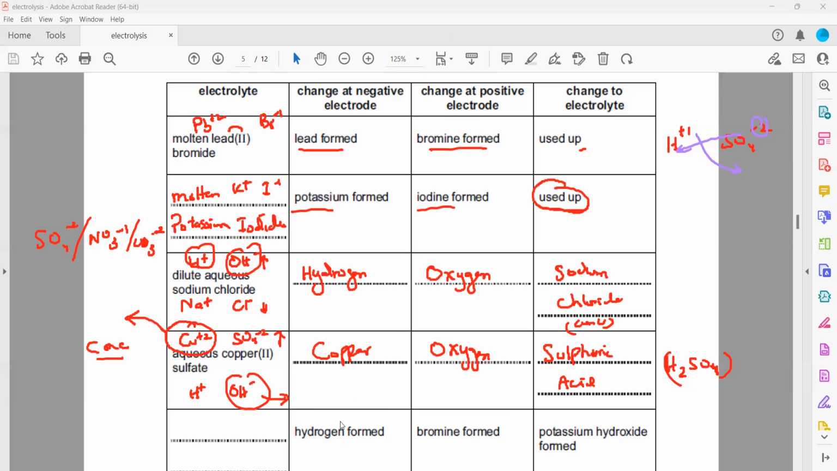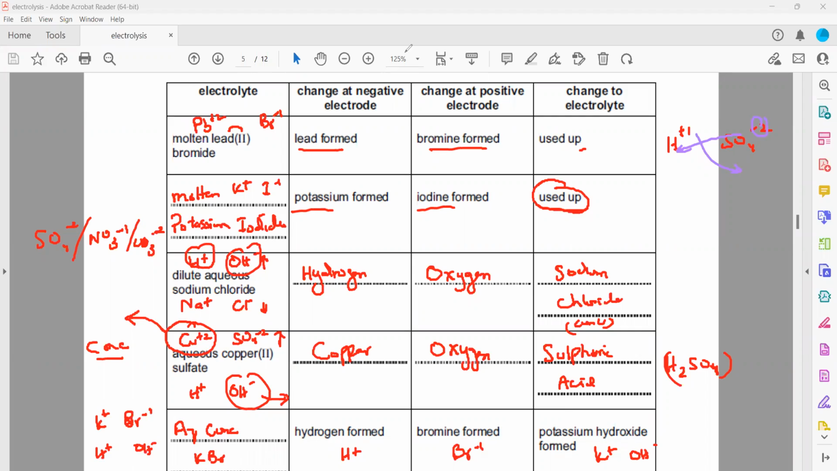The last one, we have hydrogen formed at the negative electrode, bromide formed at the positive electrode, and the electrolyte is potassium hydroxide. Because the bromide ions are moving, it is aqueous concentrated potassium bromide. Because the ions it contains are K plus, Br minus, H plus, and OH minus.